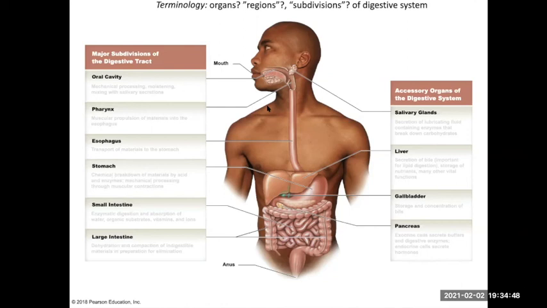And myself, I'm not too picky about whether the esophagus is called a region or a subdivision or something, but you do want to pay attention to that and make sure you ask for clarification whenever you're confused about whether this is an organ, is this a tissue, is this a layer, et cetera, right?